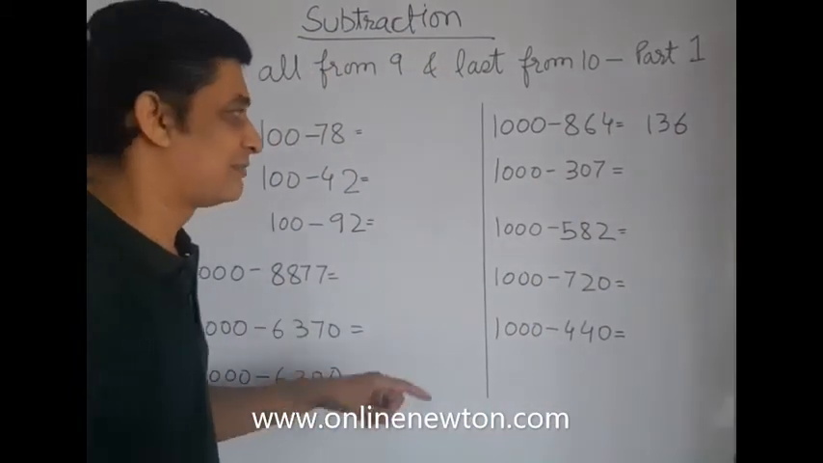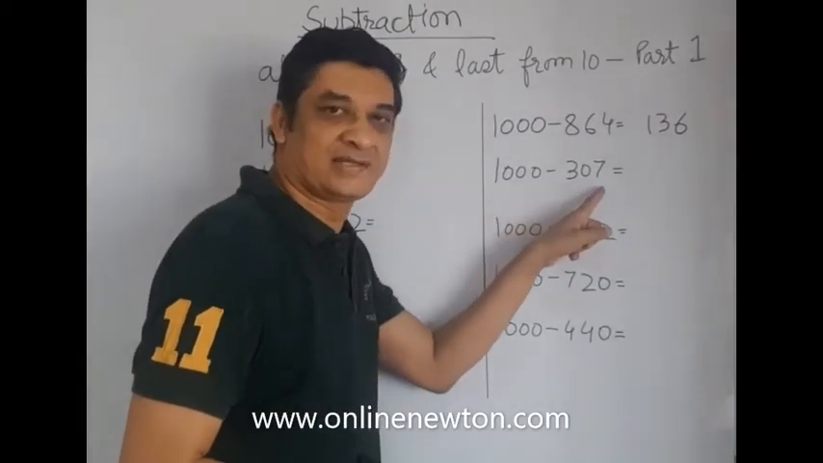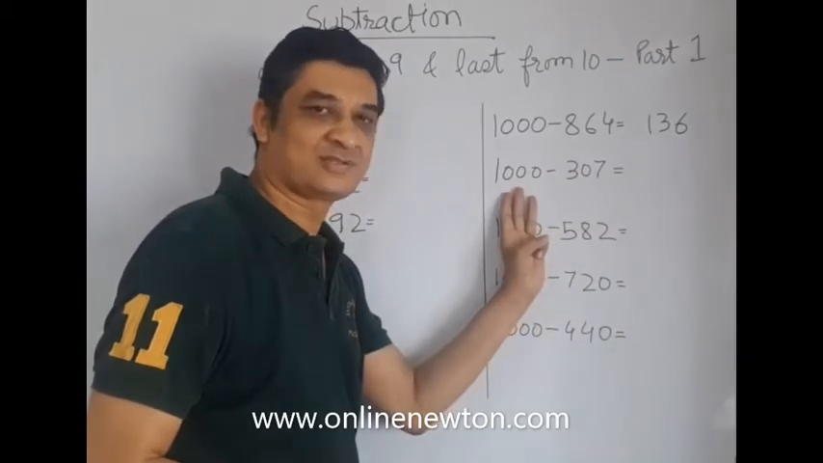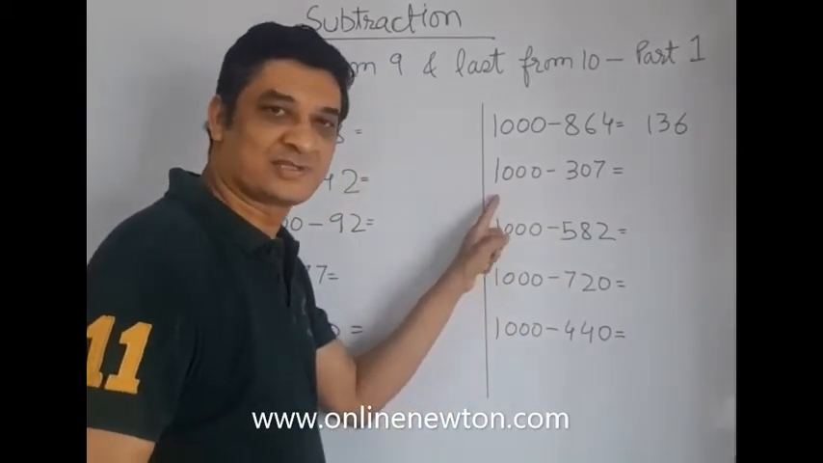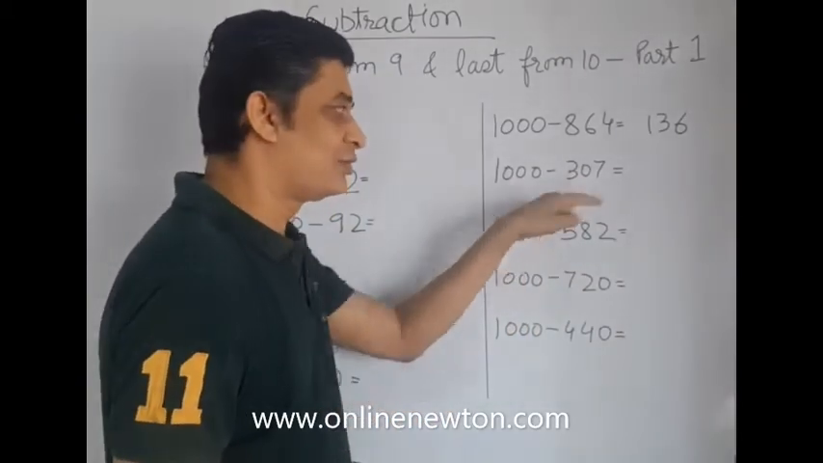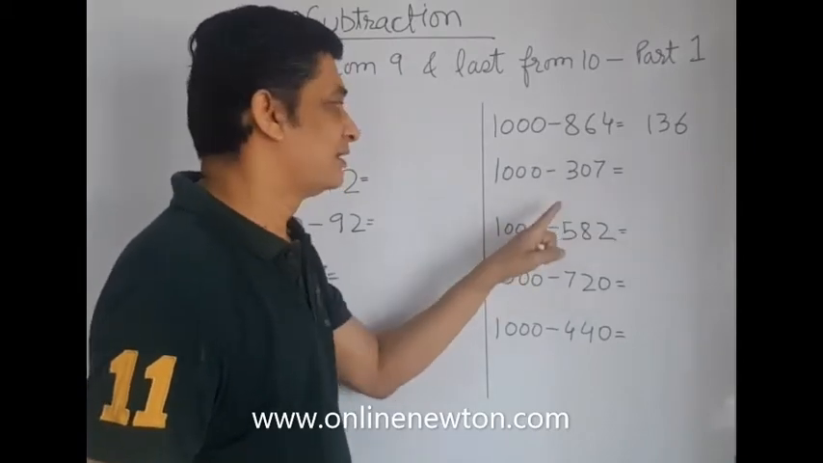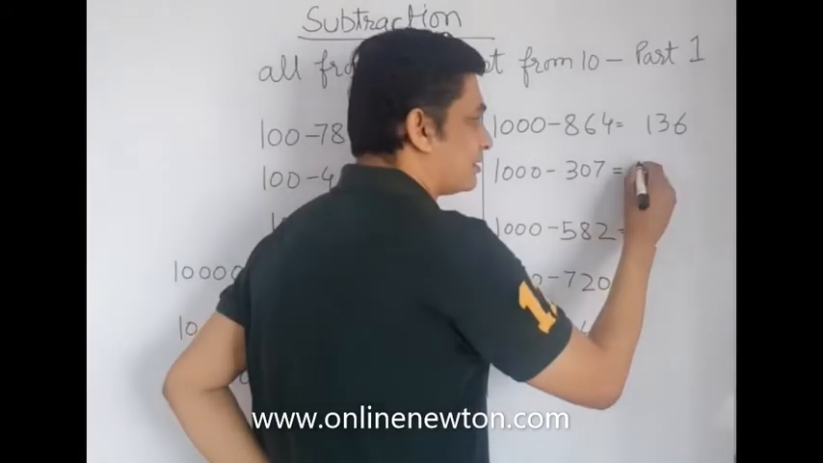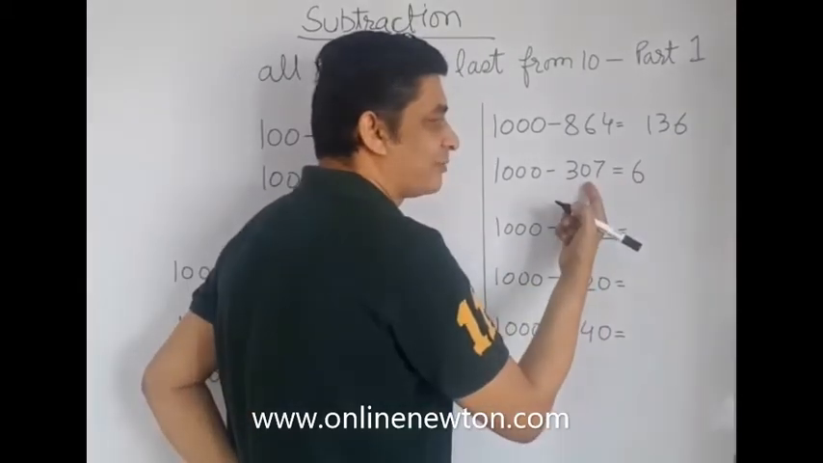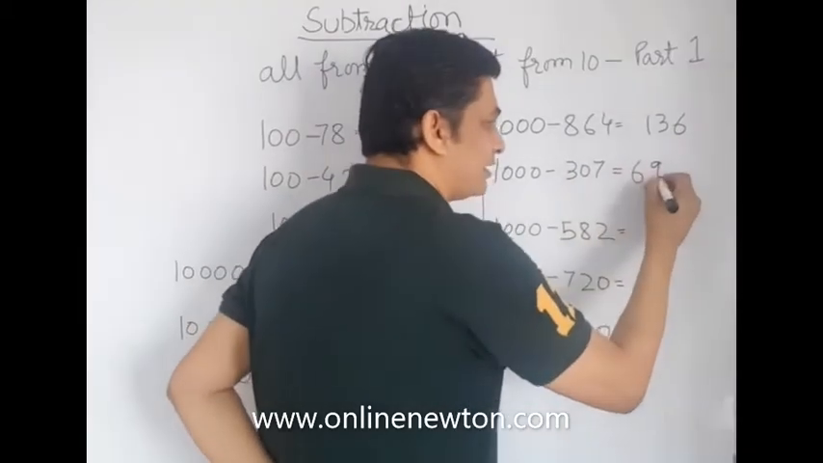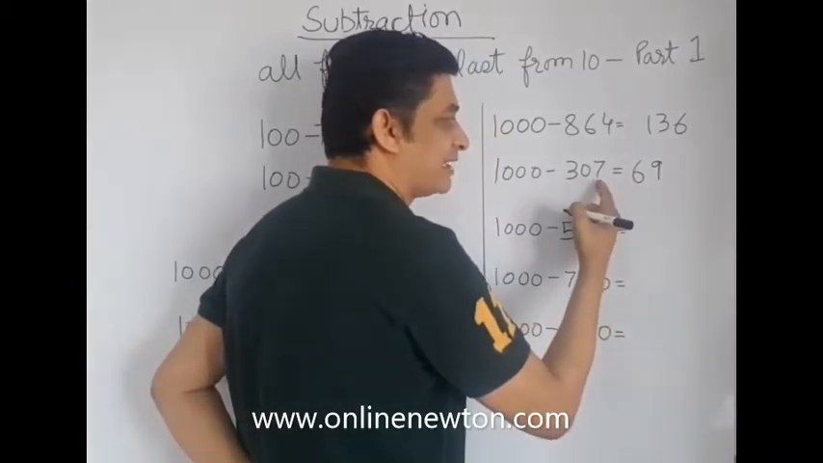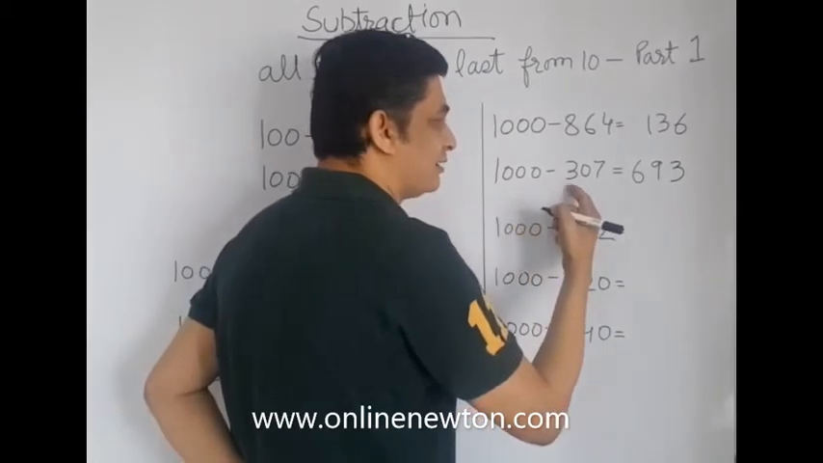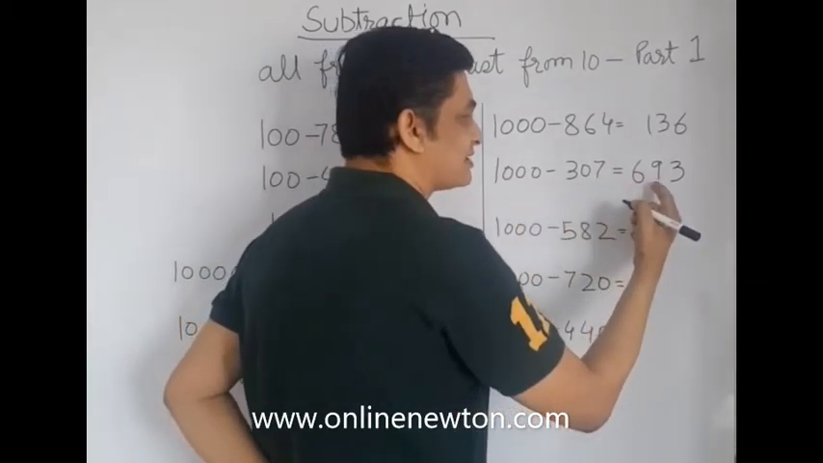We'll take up one more example. 1000 minus 307. There are 3 digits in the number and there are 3 zeros. First reduce this 1 by 1, so 1 becomes 0. We don't need to write it down. Then subtract 3 from 9, so 9 minus 3 is 6. Subtract 0 from 9, 9 minus 0 is 9. And subtract 7 from 10, so 10 minus 7 is 3. So the answer of 1000 minus 307 is 693.